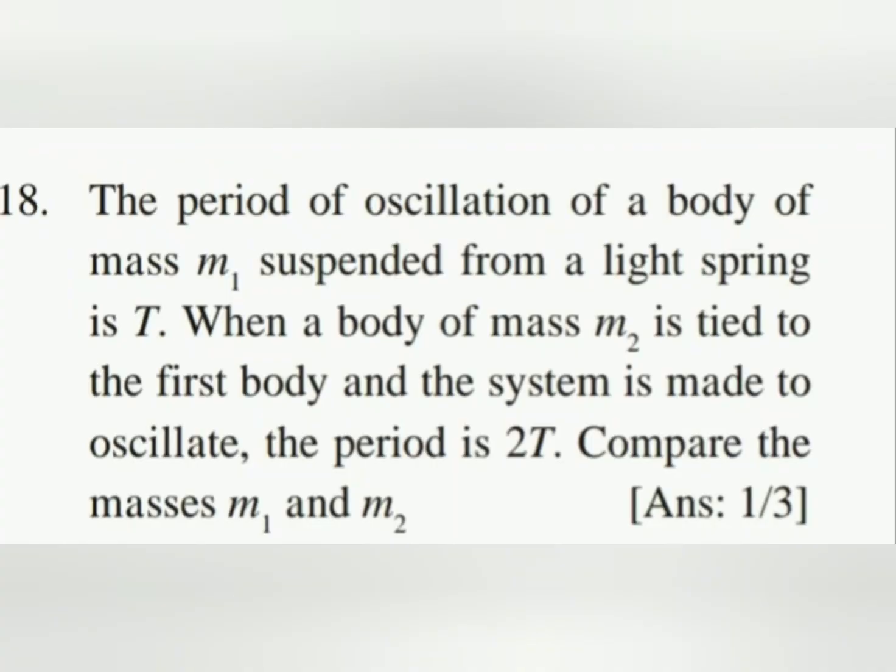So here we have question number 18. In this question, the time period of oscillation of the body, that is mass m1, suspended from a light spring is T. When the body of mass m2 is tied to the first body and the system is made to oscillate, the period is taken here as 2T. So here we have to compare the two masses, that is m1 and m2. So let's move on to the solution of this question.